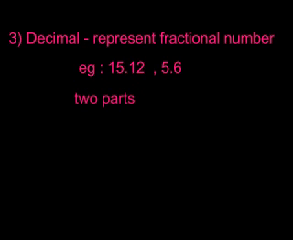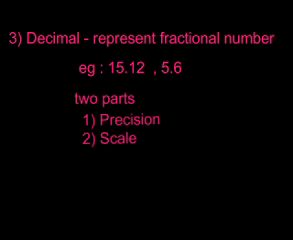The third data type is decimal. It is used to represent fractional numbers. Examples of fractional numbers are 15.212, 5.6, etc. It has two parts, precision and scale. Precision indicates how many digits we are using in the number. Scale represents the digits after the decimal point, on the right side of the decimal point.